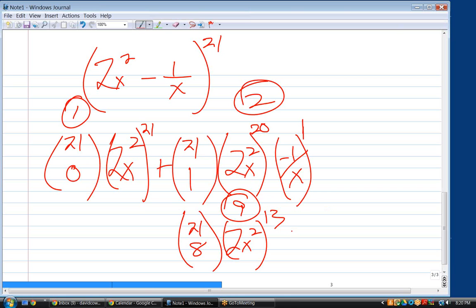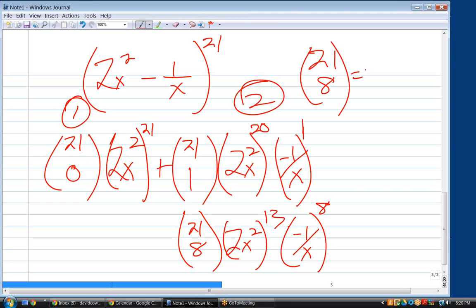And what about the minus 1 over x? That would be to the 8th. Yeah. In other words, this is always 1 less than the term. It was 1 on the second term, so it's got to be 8 on the ninth term. And that's pretty much done. Can you simplify that at all? Yeah, you can. Let's work with the number first. What is 21 choose 8 equal to?